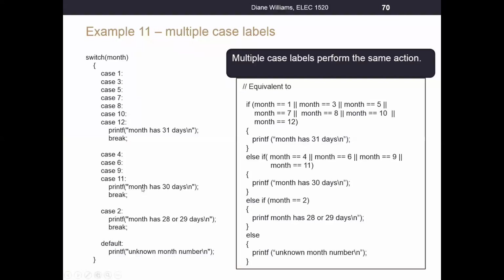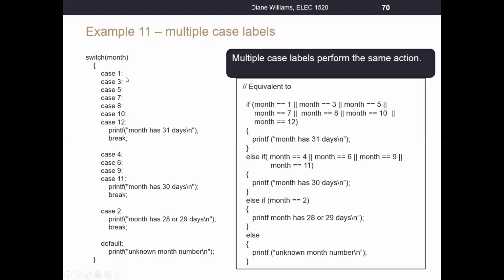Right? Now, we have one case, case 2, for February, where we print out the message the month has 28 or 29 days. Here, the else is comparable to the default, so we print out the message that we have an unknown month number, right? So you could write either one of these. It's up to you to write the one you're most comfortable with at this point, right? But you should get used to writing both of these.